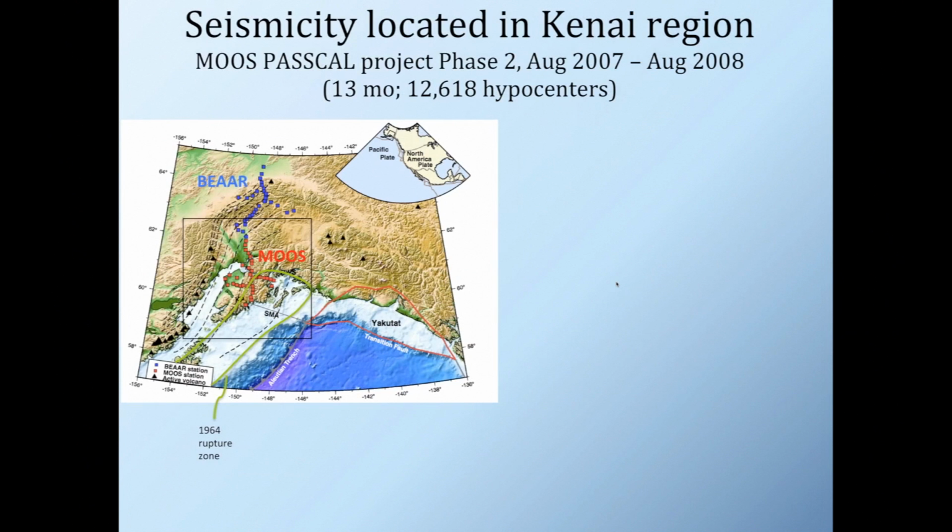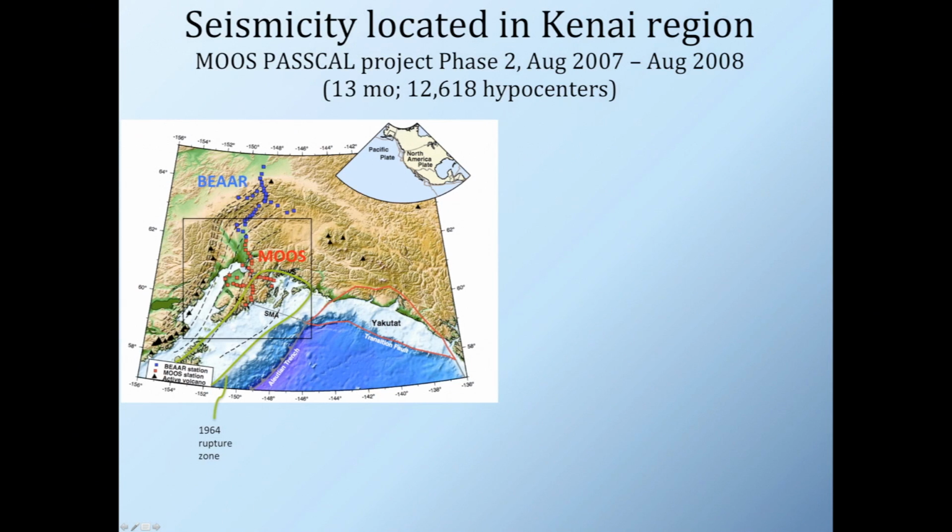To show you one example of just how much seismicity there is, I'm going to take you for a minute to one of the experiments that we've done. I'll talk a lot about BEAAR, that's with two A's, and MOOS, that's with no E, down here. These are symbols just showing where we put seismometers. And I'm going to show you the seismicity that we recorded in one year, the southern MOOS array.